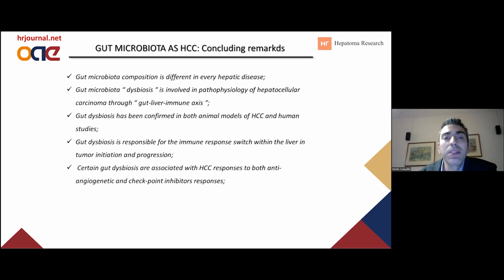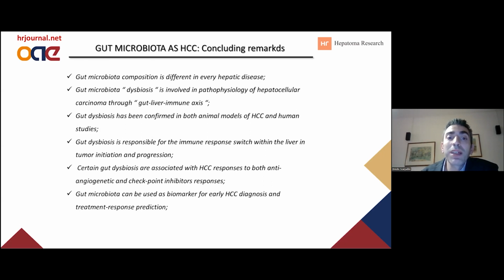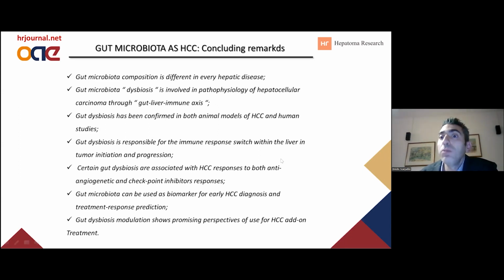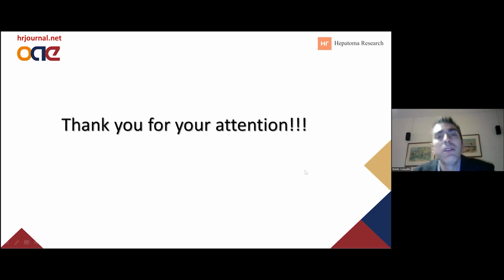Certain gut dysbiosis subset hallmarks are associated with certain HCC responses to both anti-angiogenic and checkpoint inhibitor agents. Gut microbiota can be used as a marker, perhaps, for early HCC diagnosis and treatment response prediction. Yes, we have the first promising data. Finally, gut microbiota modulation shows promising first results in humans, and also according to animal data, as an add-on treatment together with chemotherapy. And the last one, the most important slide for me: I thank you for your attention.